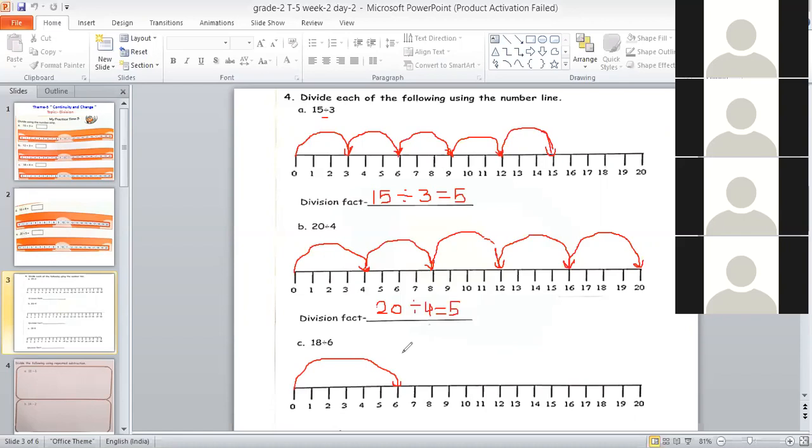Ashrita, after 6, what will be the next number? After 6, 12, ma'am. Yes, after 6, we will reach number 12. Sorry, Ashrita, I am cutting you in the middle. Ashwita Nalla, what will be the next number after 12? 18, ma'am. Yes, the next number will be 18.